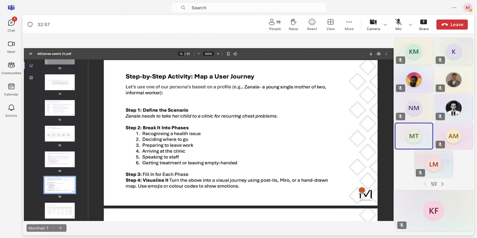Before we get into it, first we have to understand the step-by-step process that we need to get there, right? If we take a persona, let's say Zanele, a single young mother of two and an informal worker, we have to first define the scenario, right? Because we now understand all of these different behaviors and pain points, when designing a journey, you want to account for the key scenario.